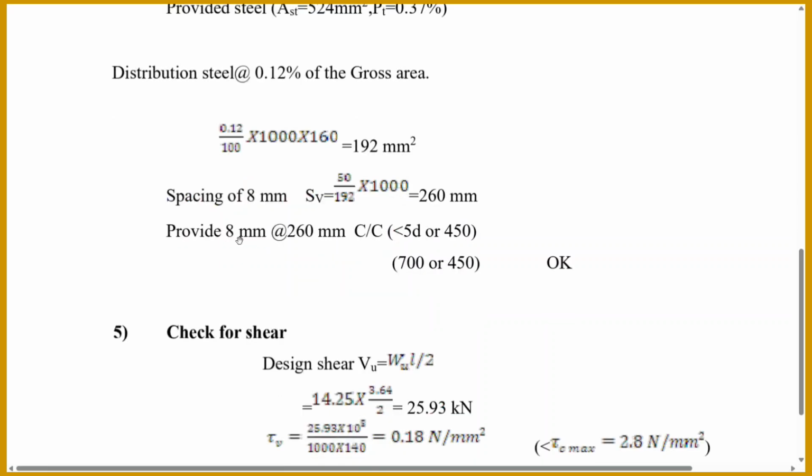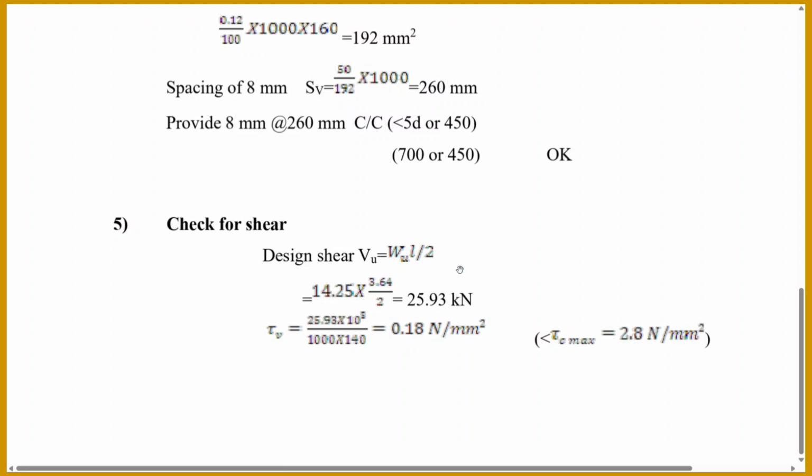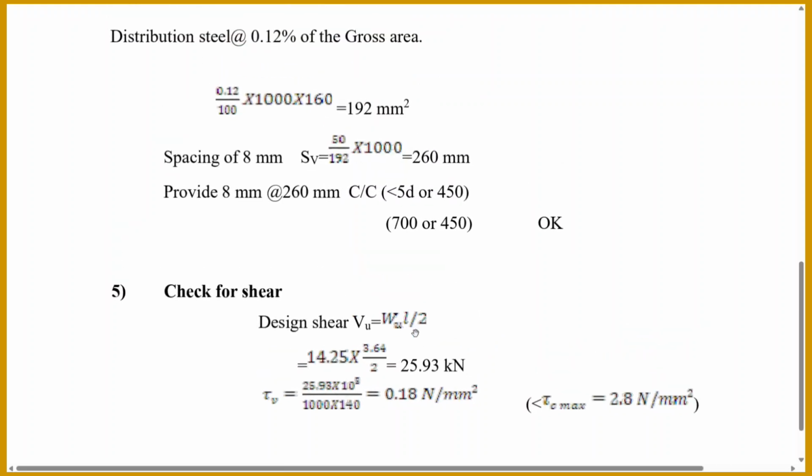So we will provide 8 mm bars at the rate of 260 mm center to center, and our 5D and 450 criteria is also satisfied. After that, all the checks come.